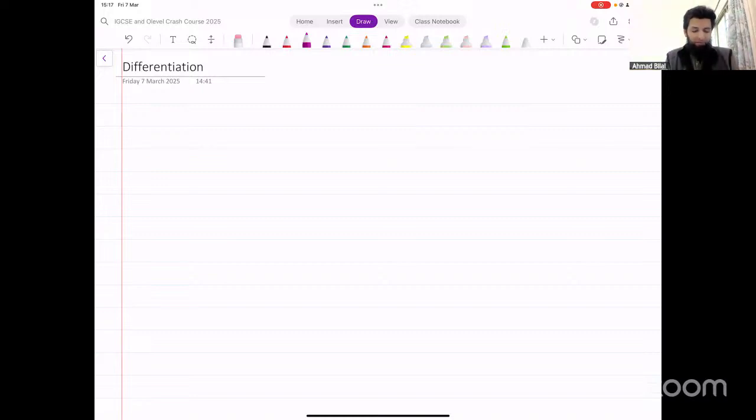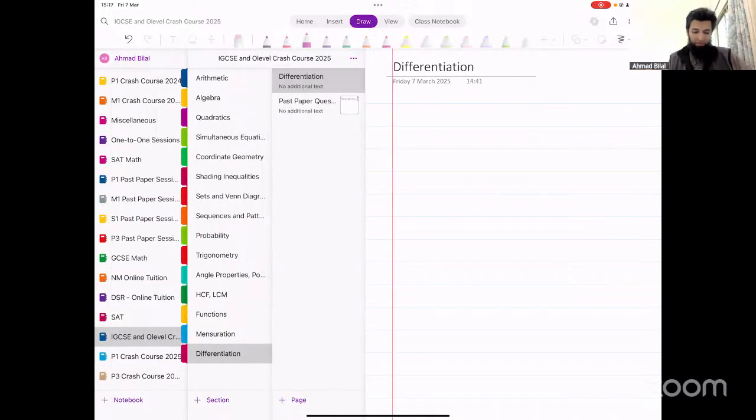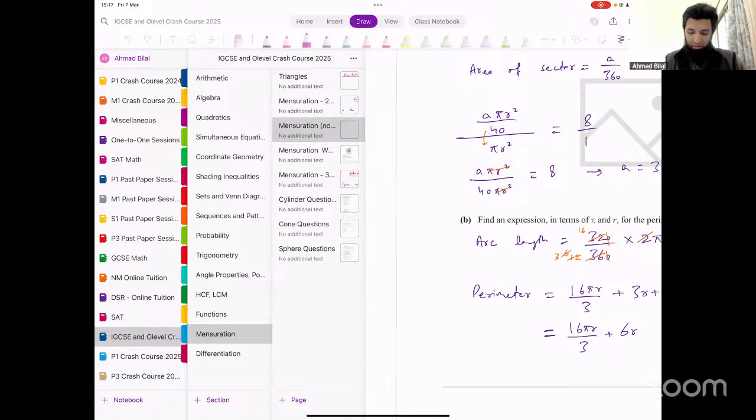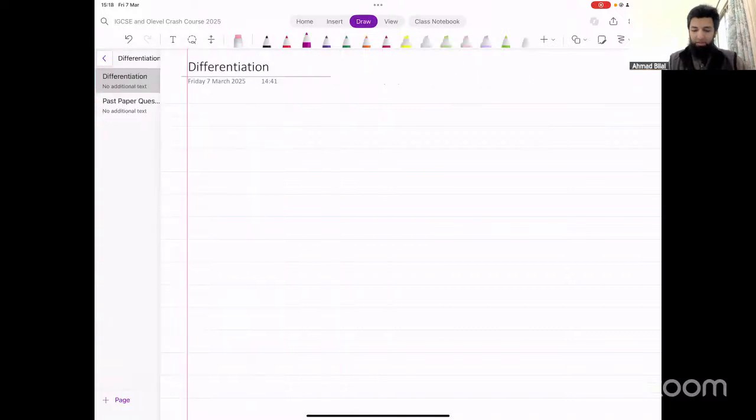So we're doing differentiation today. We got done with mensuration in our last class, and we did a number of practice questions on that. Now, the next topic that we're starting is differentiation. This is only part of the IGCSE math syllabus. It's not part of the O-level syllabus. So let's begin with this.